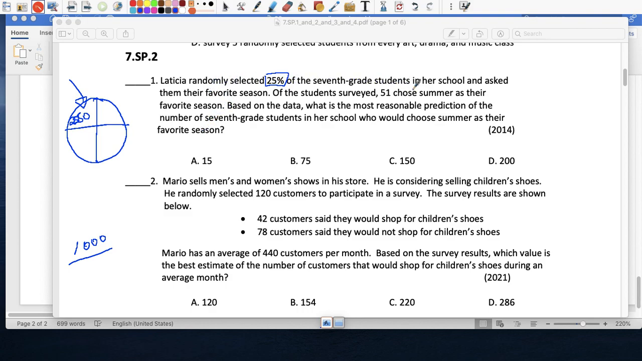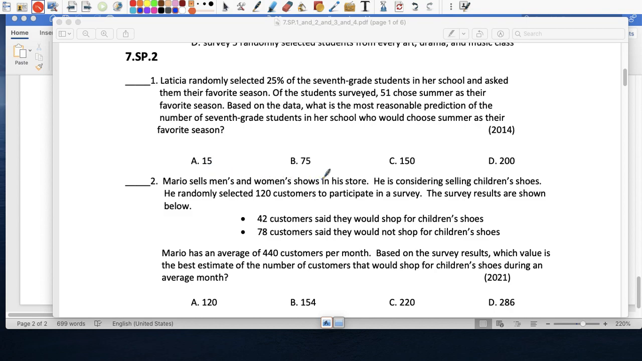Select 25%. The student survey, 51 chose summer as their favorite season. What? All right. Come back to this, or if you have the answer to this, let me know.